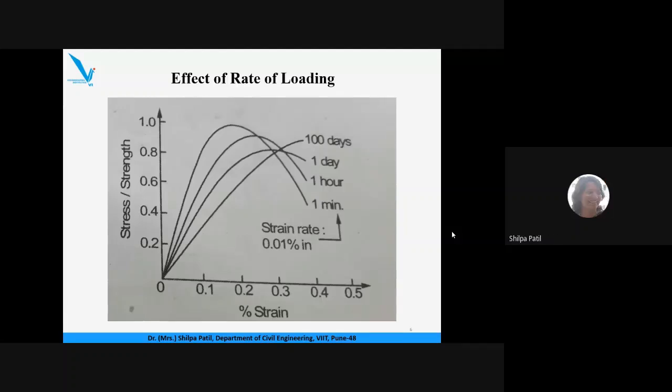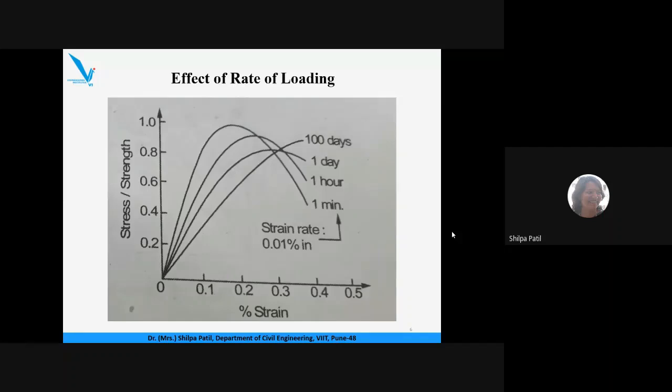Whatever curve we obtain by applying that particular rate, 14 Newton per mm square per minute, that rate is considered for plotting the stress strain curve, and whatever values we obtain from that curve, that is considered for the design purpose. Otherwise, if you go on increasing the rate, it has an impact on the stress strain curve, as you can see from this particular diagram.